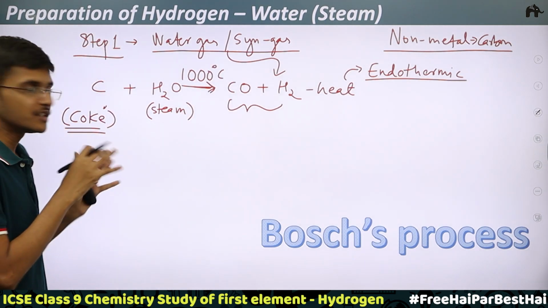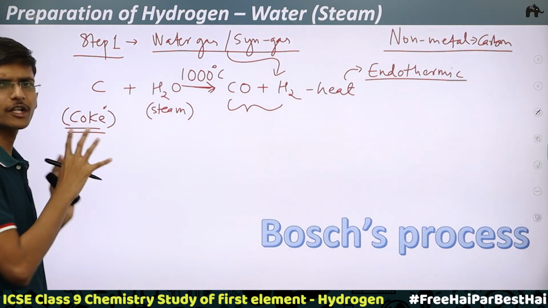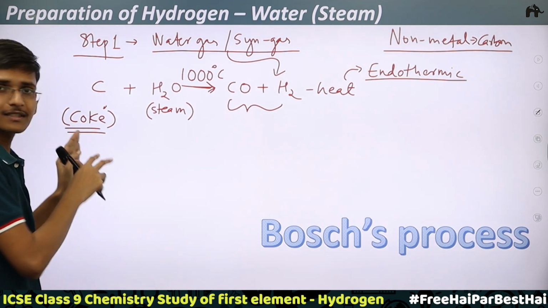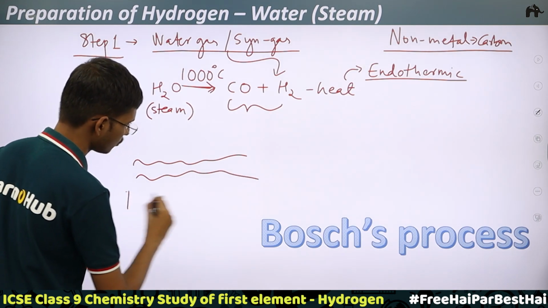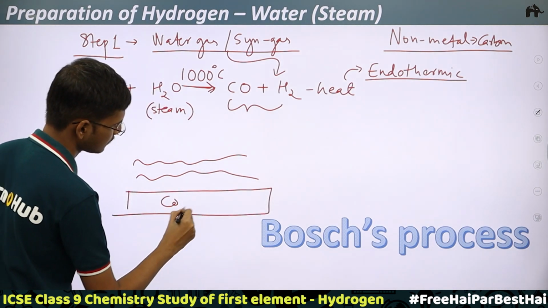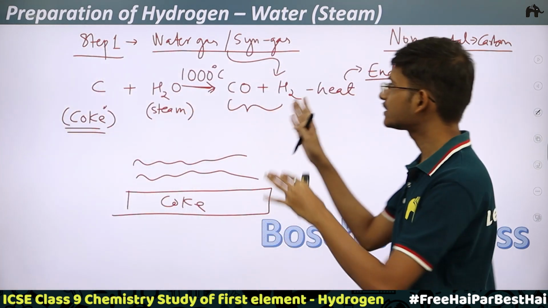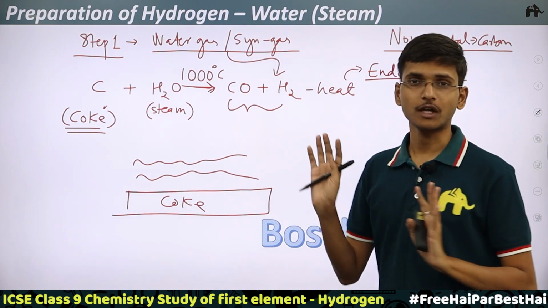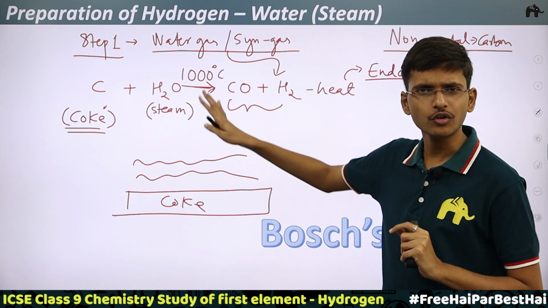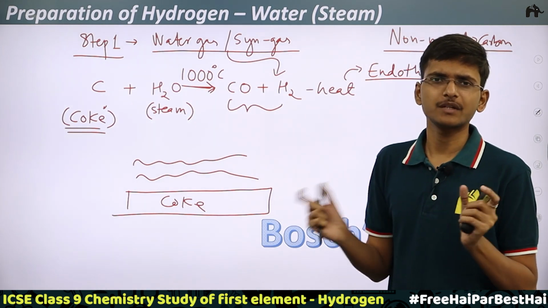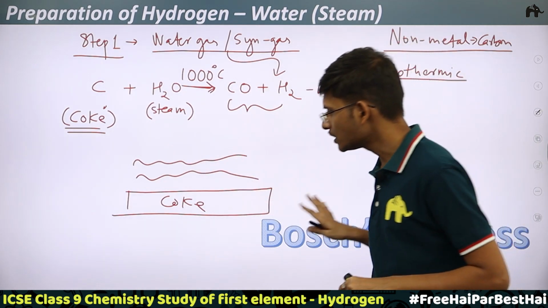So this much temperature we have to maintain for the reaction to take place. And how it is done, we pass the steam over our coke. So steam is passing over the coke at this very high temperature, 1000 degrees Celsius. That's it. These are the conditions for step 1: we have to maintain the temperature of 1000 degrees Celsius and pass the steam over the coke.